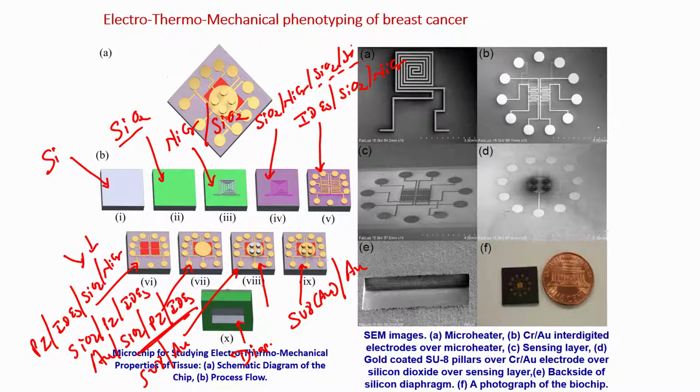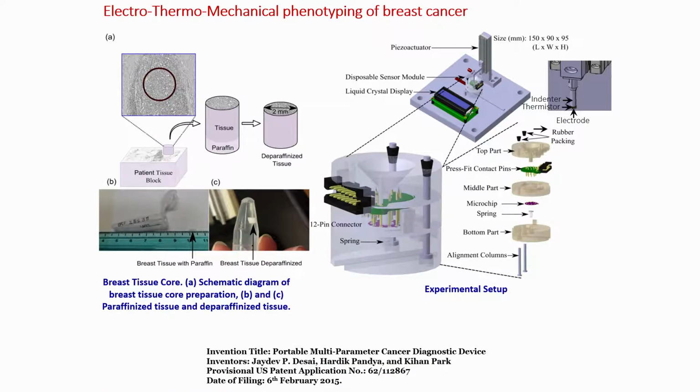So, this is the process flow for creating a chip that can measure the electrical, thermal and mechanical properties of a tissue. We will show it to you in one of the lab classes, how to deparaffinize the tissue. When you get the tissue, generally it is covered with wax, and this is called a patient tissue box or block, and then this tissue is taken out. You can see the paraffin, you have to remove the paraffin, and then this is your deparaffinized tissue.